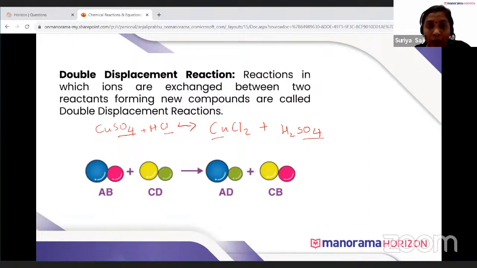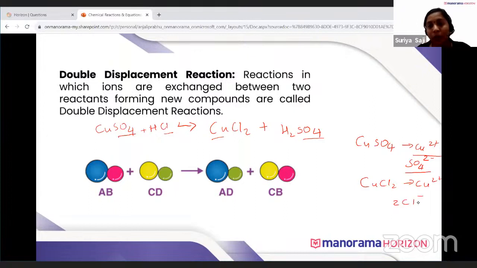So ions are exchanged. CuSO4, how will it become ions? CuSO4, we can write it as Cu2+ and SO4 2-. So copper sulfate in aqueous phase will be Cu2+ ion and SO4 2- ion. This Cu2+ ion will get Cl-. CuCl2 is Cu2+ and there are two Cl-, right? So this 2 Cl- will go with the copper. Like that, exchange of ions takes place in double displacement reaction. Understood? Shall we go?